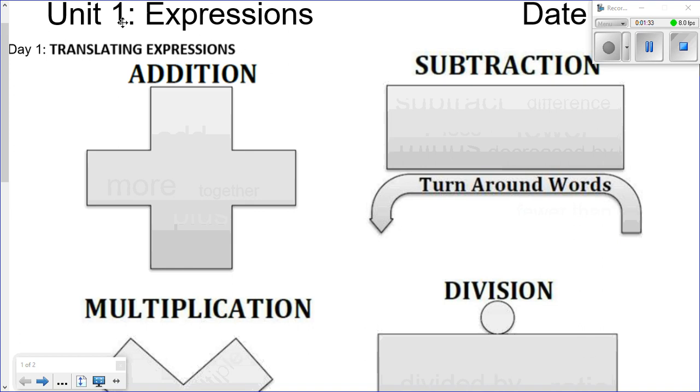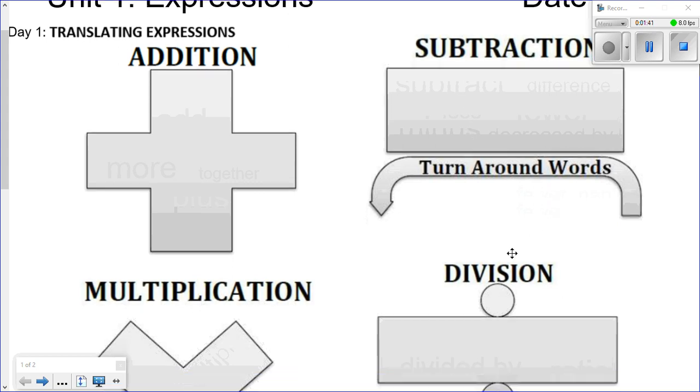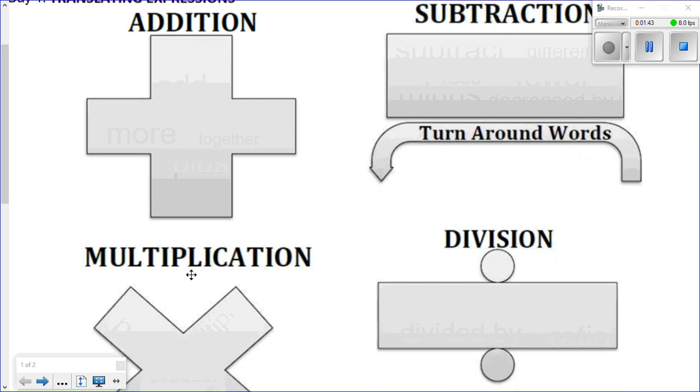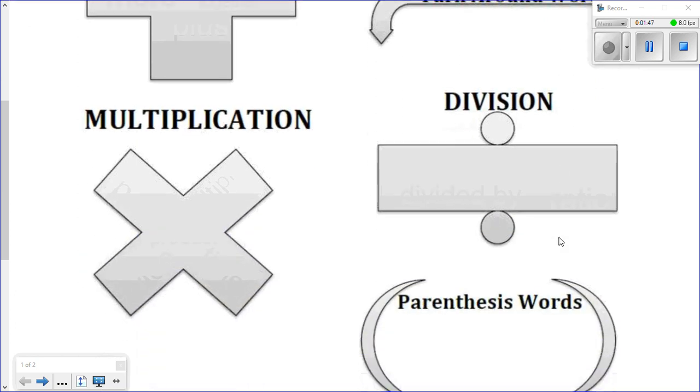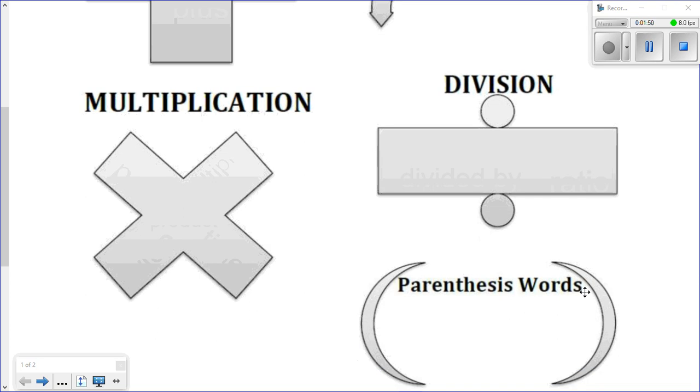Just write the words. Addition, give yourself some space. Subtraction, give yourself some space. Then write turnaround words, give yourself a little space. Then we're going to write multiplication and division. And then we're going to write parenthesis words at the bottom. Okay?